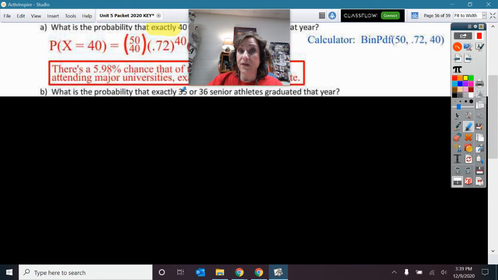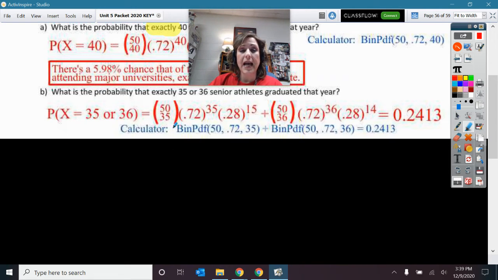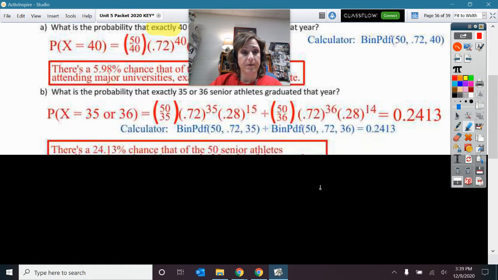Now, 35 or 36. So that's going to be PDF of a particular value 35, a particular value 36, and then add those together. Work-wise, you need to show both of those. And calculator-wise, I did PDF of 35 successes plus PDF of 36 successes.